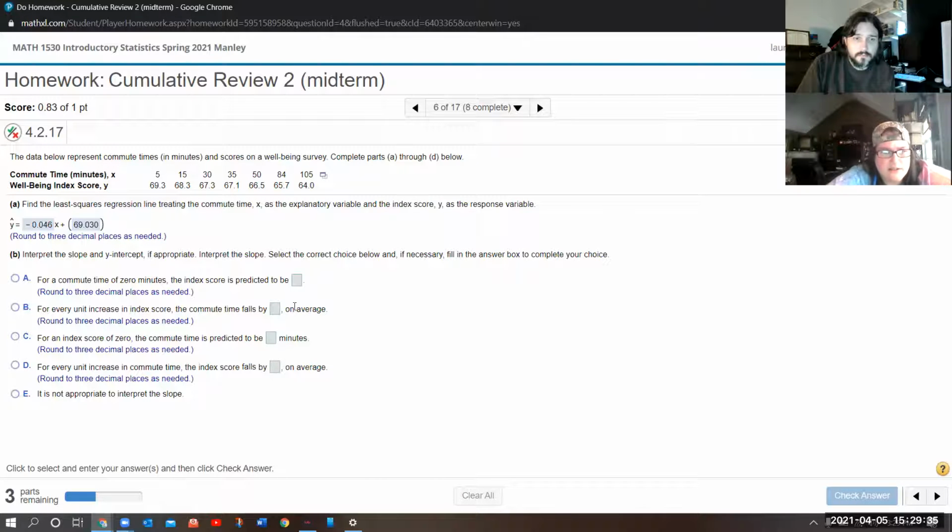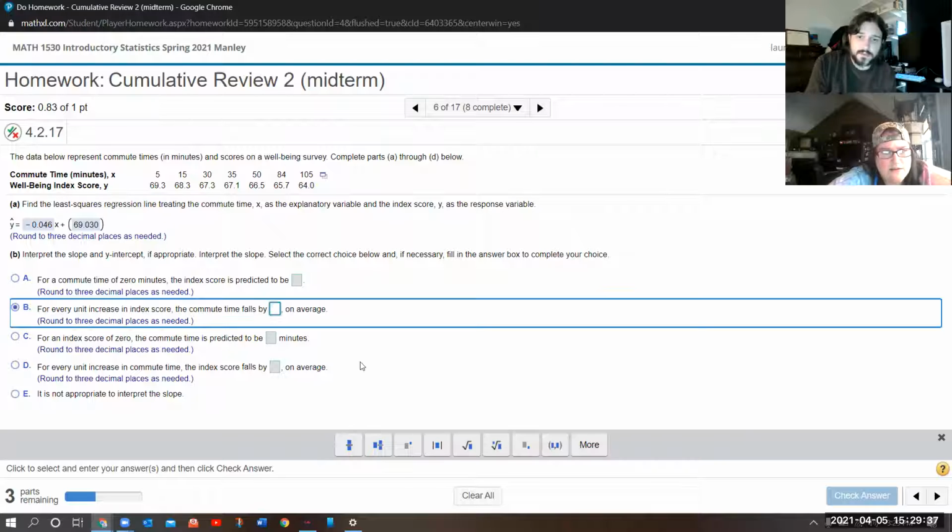All right, let's see. Oh, it does say interpret the slope. It's all in that one sentence. It says interpret the slope and y-intercept if appropriate, then immediately it follows that by saying interpret the slope. Okay. That would be 0.046, and it would be average. For every unit. Let's see. Okay, it's not B.